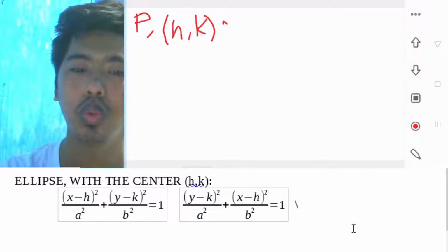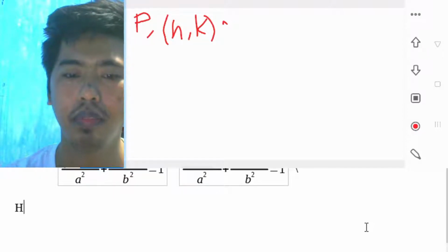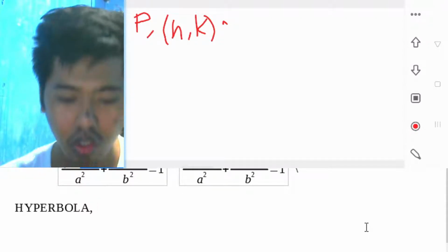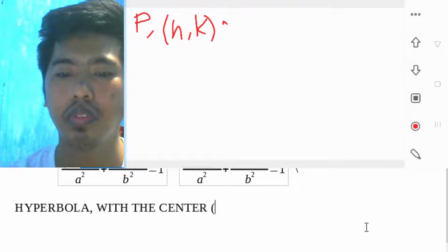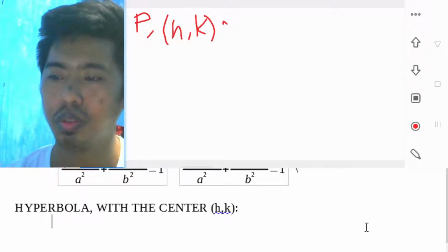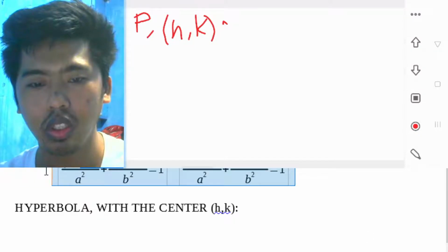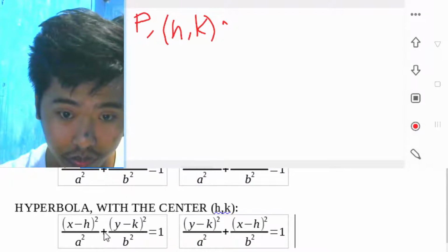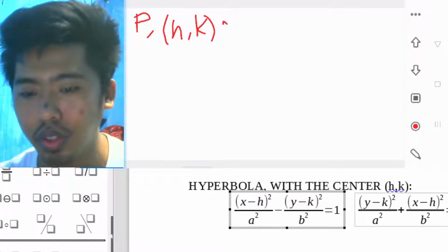Now let's proceed to the hyperbola. If you understood the hyperbola, same with the ellipse, the h and k would be the center. Okay, so let's have the formula. Let's copy and paste above, then change the operation. Now, instead of using plus, it's minus.